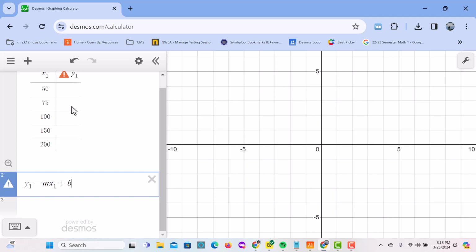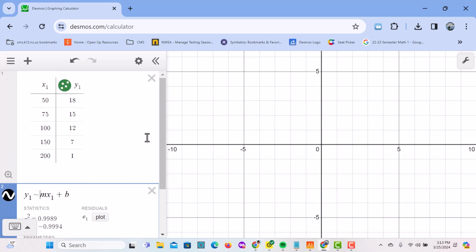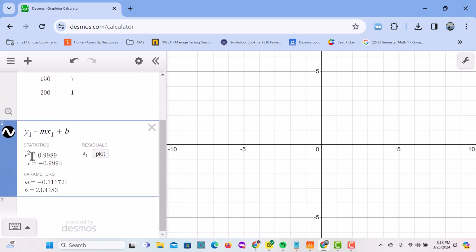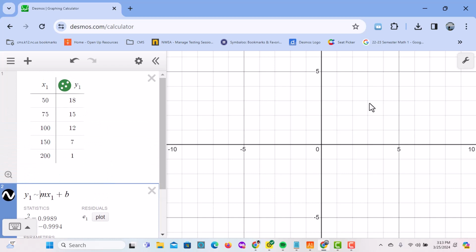Now if you notice, my y's disappeared. One thing that I forgot was to use a tilde instead of equal. So I'm going to hit shift and find that squiggly, that tilde key. Alright, so now this looks correct, and it gives me data down here that's going to be important. But I'm looking for these points that are plotted, and if you notice, my x's go from 50 to 200, and my y's go from 1 as the smallest to 18.